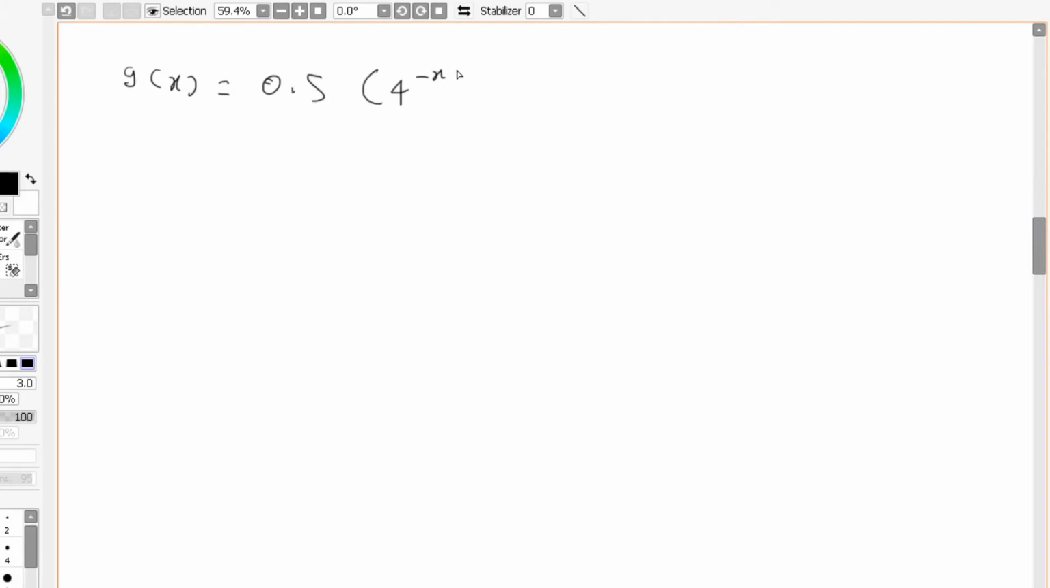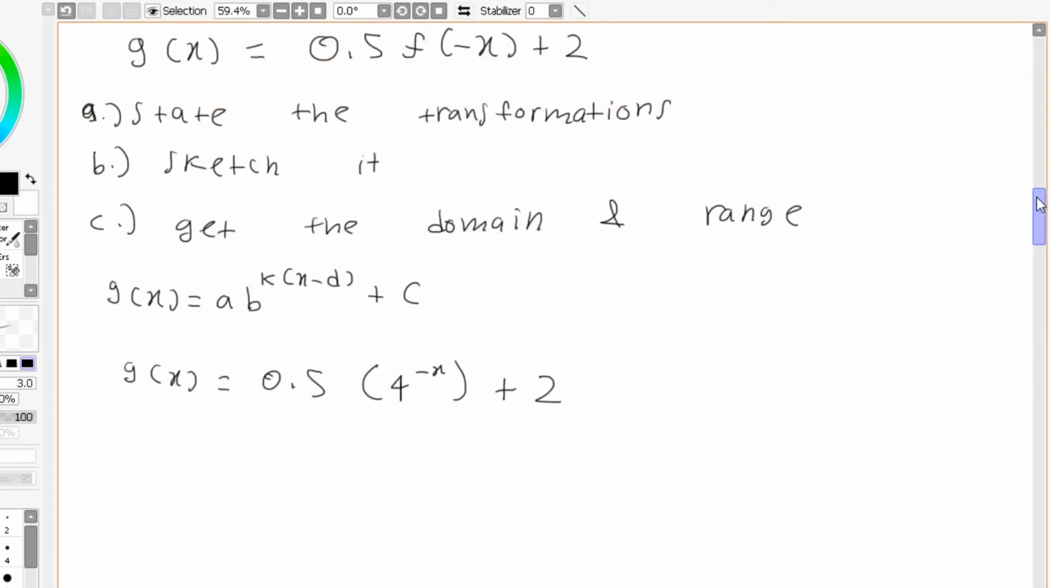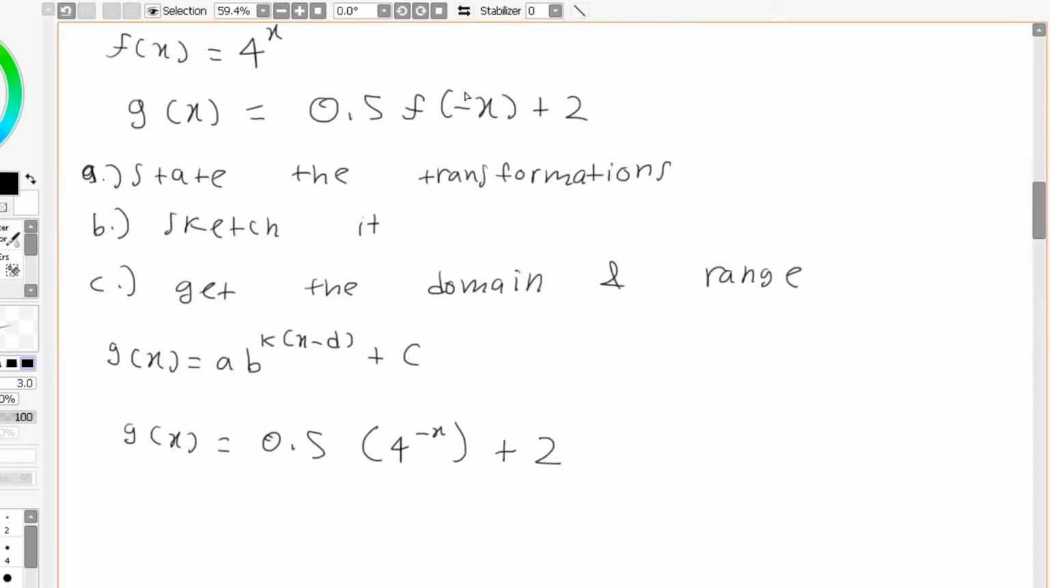Plug in our f base that was given. And the reason that I have this negative x is because it says that we're going to have to take the function and just put the negative on the x. Alright, so what else do we have here?